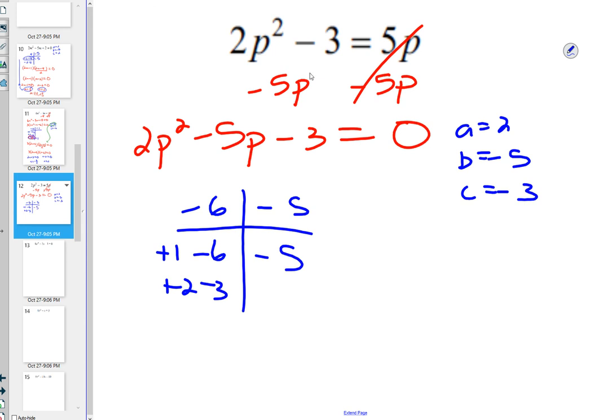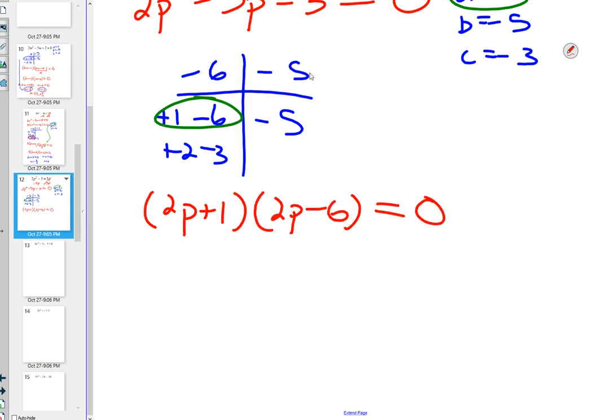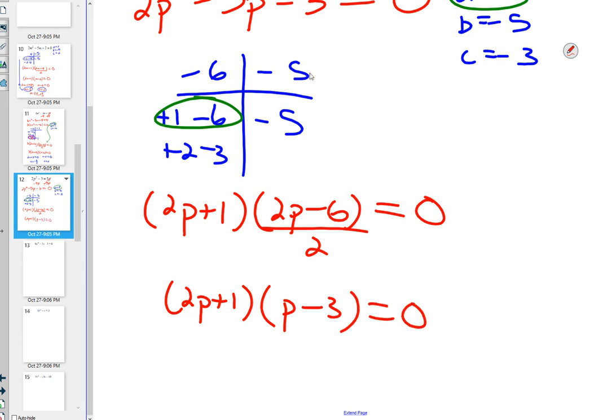But Jair is very concerned. He sees again that A is not 1, so he can't just write p plus 1 and p minus 6. He's got to write the 2 in front. 2p plus 1, 2p minus 6. Can any of those factors be reduced? The second one can, by 2. So we get 2p plus 1 and p minus 3. 6 divided by 2 is 3. Oh, yeah.